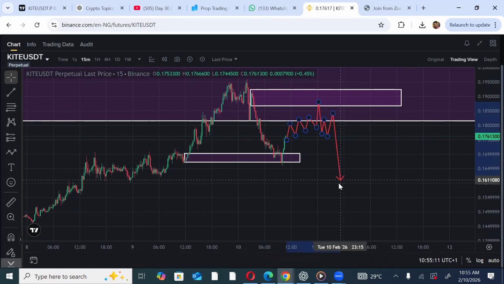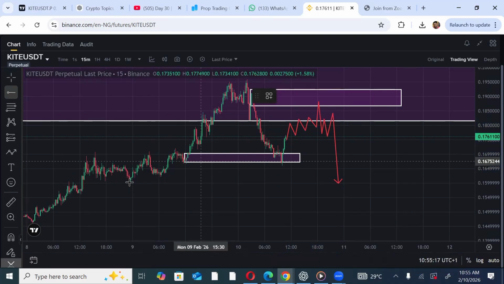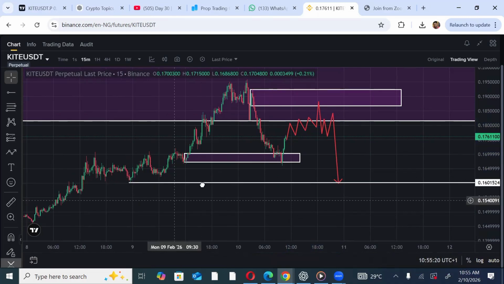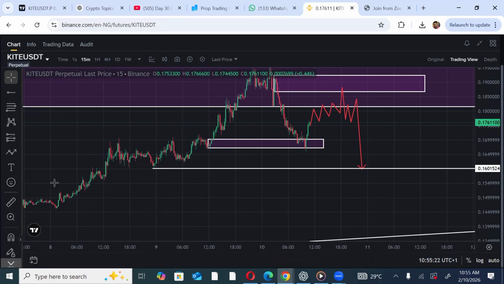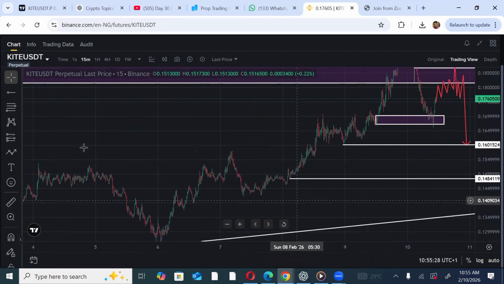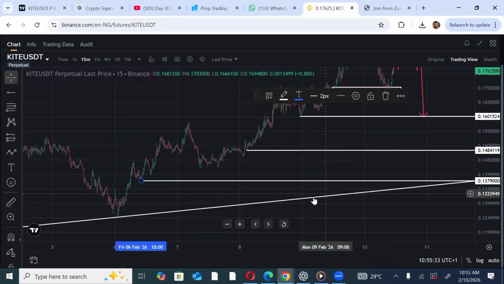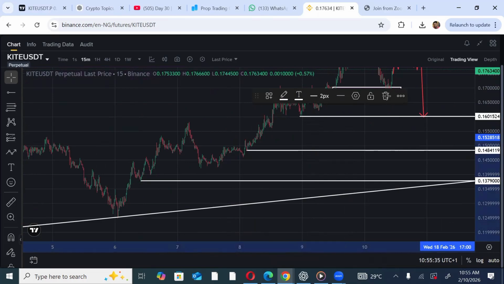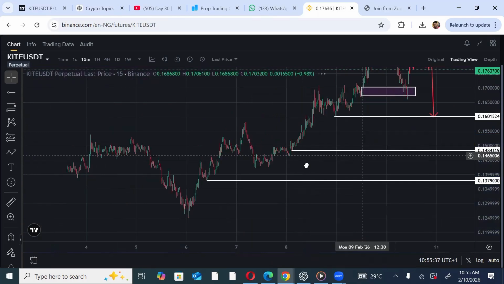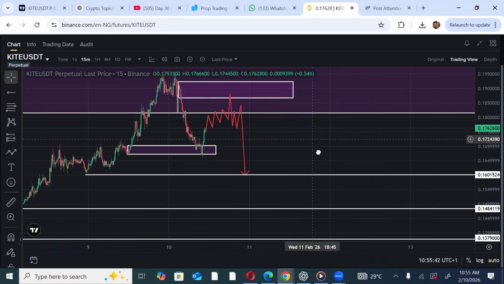And where am I going to target? I'll target here as my first take profit level. I'll come down again, target the next draw on liquidity, which is here, next inducement, and then the last one, which is somewhere around here. So this is how I'm going to approach the market, because I already know that price is now bearish.